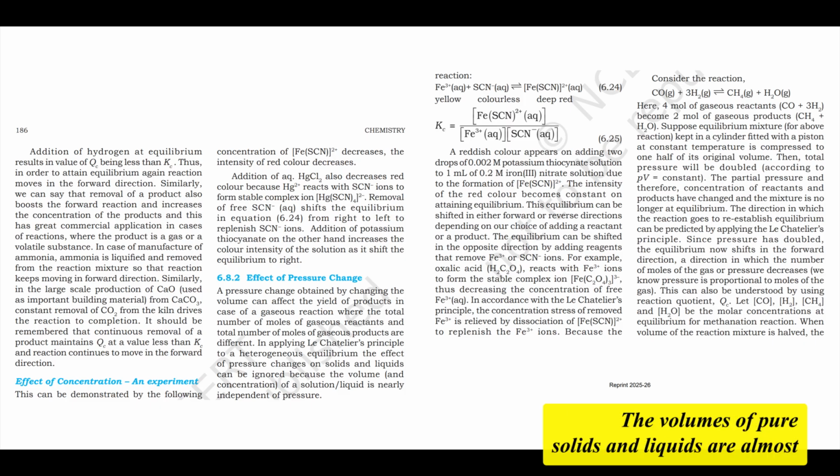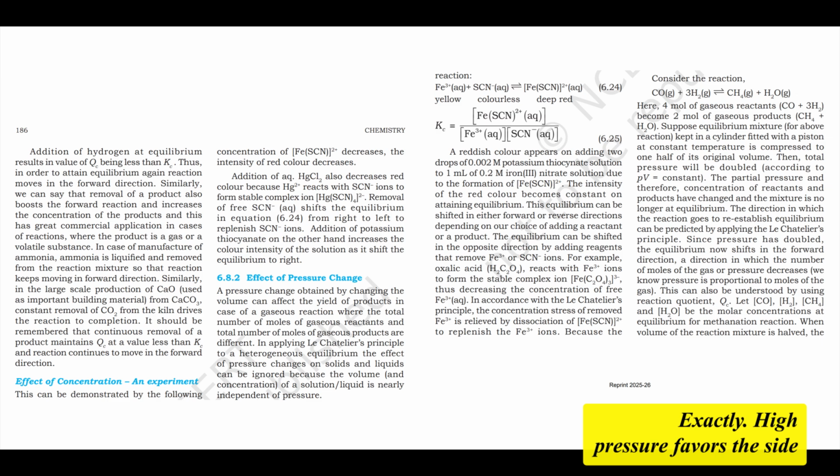The volumes of pure solids and liquids are almost incompressible, so pressure changes have a negligible effect on equilibria involving only solids and liquids, or where the number of gas moles doesn't change. So for the Haber process again, N2(g) plus 3H2(g), it goes from 4 moles of gas on the left to 2 moles of gas on the right. So increasing the pressure would favor making more ammonia.